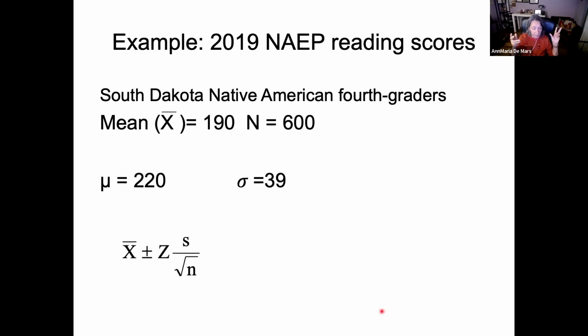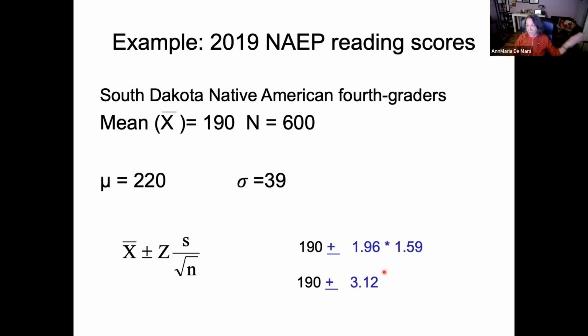So we're going to use our formula, the sample mean, 190, plus or minus z times the standard error. And z, we want a 95% confidence interval, so z is 1.96. The population standard deviation is 39, we already had that, and 24.5 is the square root of 600. So we have 190 plus or minus 1.96 times 39 divided by 24.5. And that gives us 1.96 times 1.59, and that's 3.12.